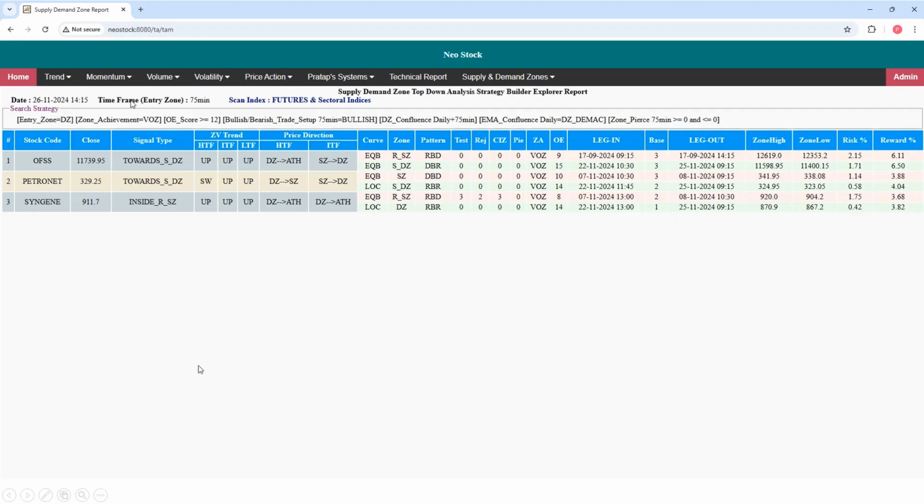And what kind of report it is? It is a WIT report. Why WIT report? Because the entry time frame here it is showing 75 minutes. The entry time frame means LTF. Our LTF zone is 75 minutes. Because always our reports display the entry zones, not ITF zones or HTF zones. Because that is the zone we are planning our trade. That's why they are important.